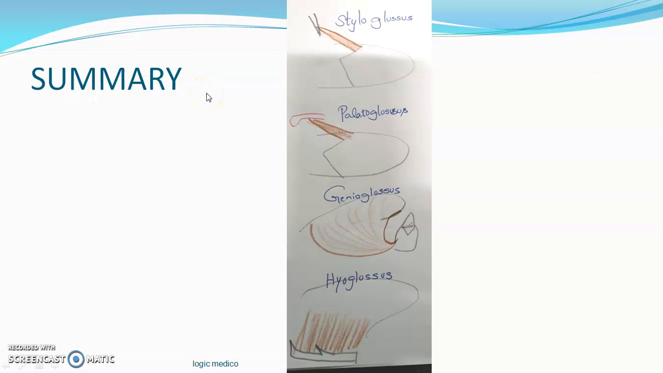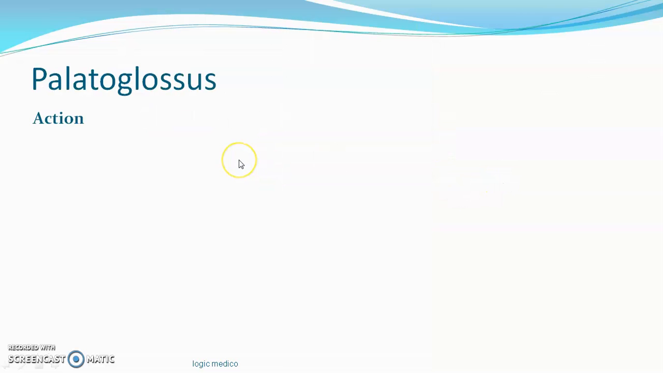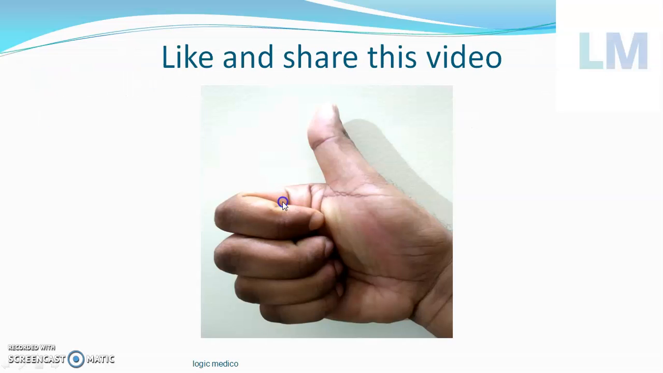In summary, the extrinsic muscles of the tongue are 4 in number on either side of the tongue. They are, from the styloid process to the tongue, styloglossus; from the soft palate towards the tongue, palatoglossus; from the superior genial tubercle of the mandible towards the tongue, genioglossus; and from the upper aspect of the hyoid bone towards the lateral margin of the tongue, hyoglossus. All these are extrinsic muscles, and today we learnt about palatoglossus. The action of this muscle is that it elevates the tongue upwards and backwards so that the oral cavity is closed. So the food can't come back into the oral cavity, it goes back into the pharynx.